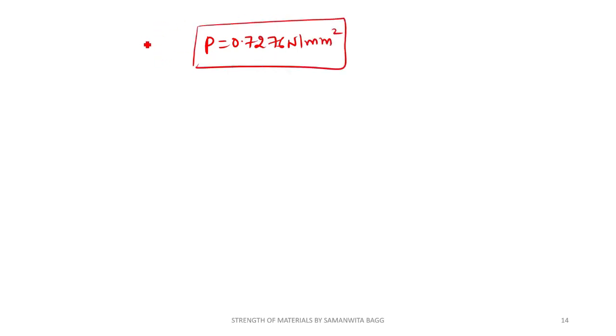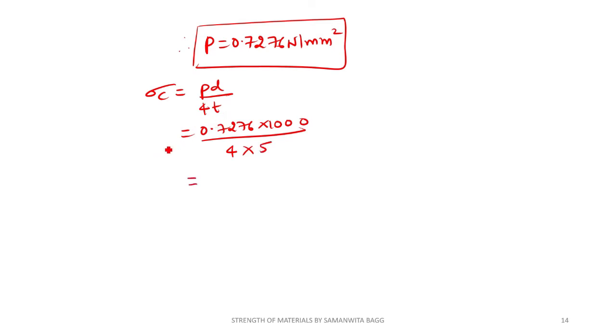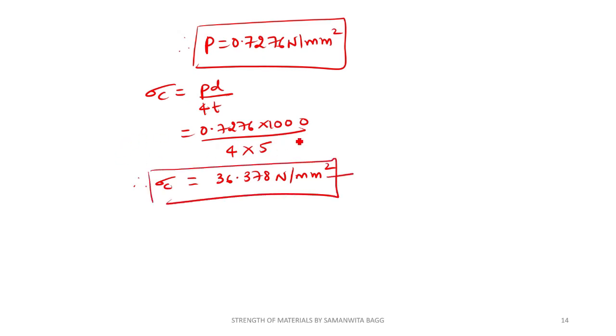Now once I calculate P, I can calculate sigma C as PD upon 4T. So this becomes 0.7276 into 1000 upon 4 into T, it is 5. So this becomes 36.378 Newton per mm square. This is the hoop stress, which is also the principal stress that is asked.